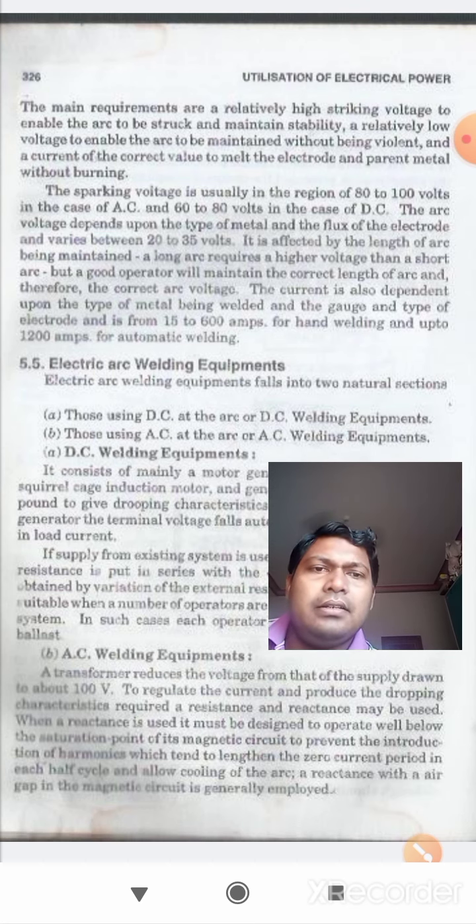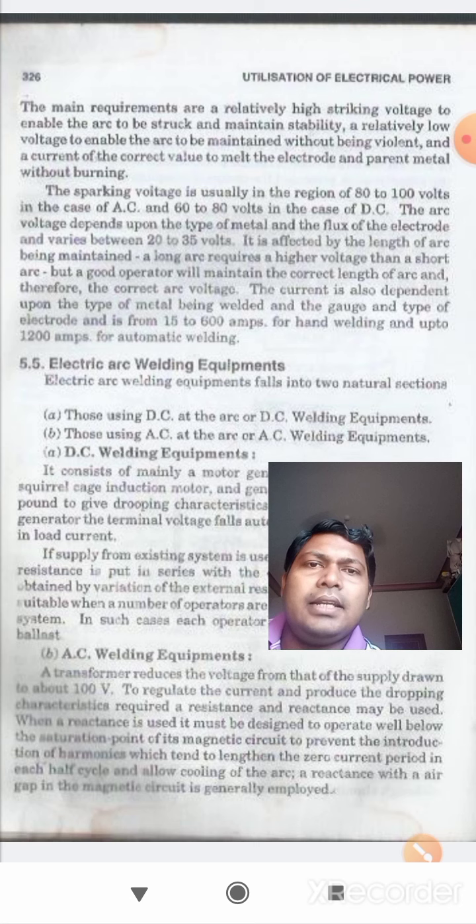So we have to maintain a correct arc voltage or correct arc distance so as to maintain the arc. The current is also dependent upon the type of metal being welded and the gauge and type of electrode, and is from 15 to 600 amperes for hand welding and up to 1200 amperes for automatic welding. So if you are performing the welding by hand or manually, it will be from 15 to 600 amperes, and if it is for automatic welding, it will be 1200 amperes.